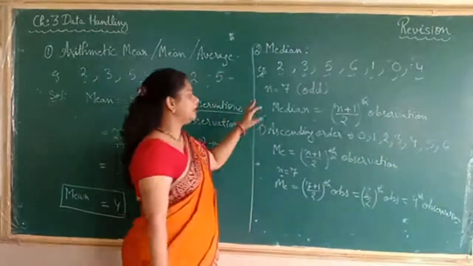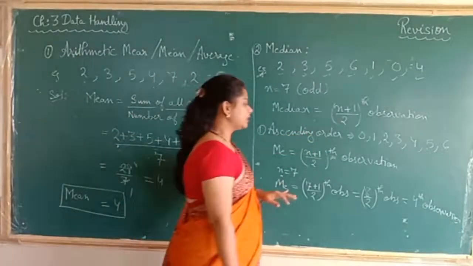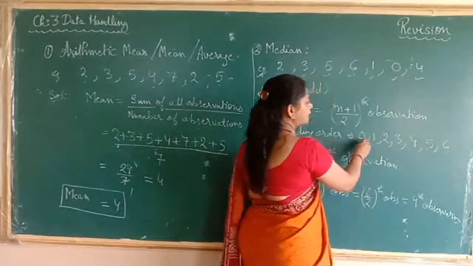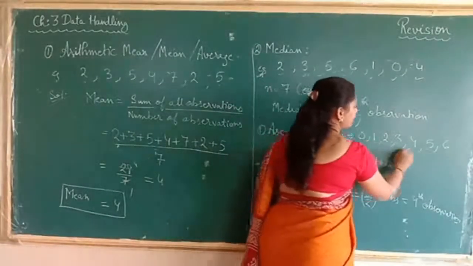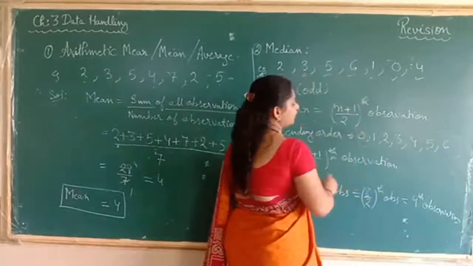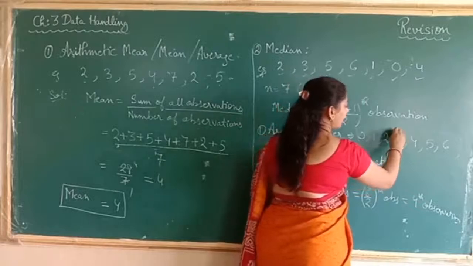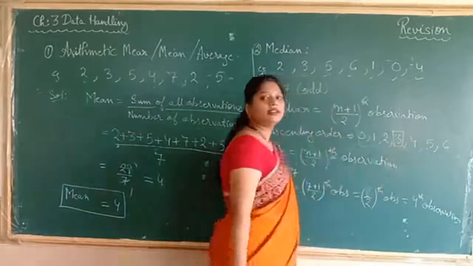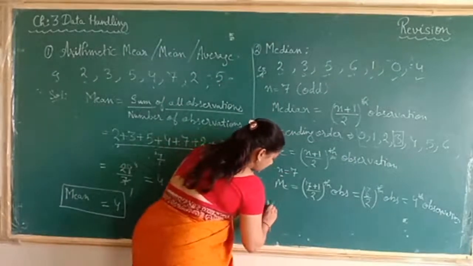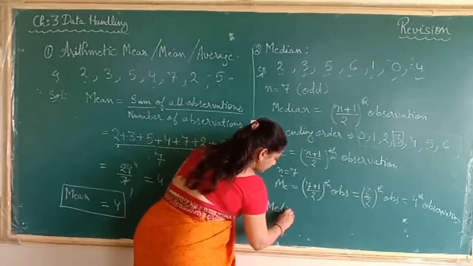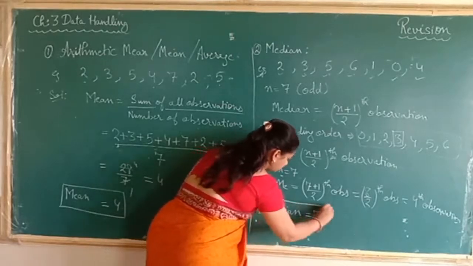So in the series where we have written the observations in ascending order, the 4th term is known as the median. Here we have written the ascending order. So the 4th observation: 1st, 2nd, 3rd and 4th. At the 4th observation, 3 is written. So 3 will be the median in this case. Median will be equal to 3.